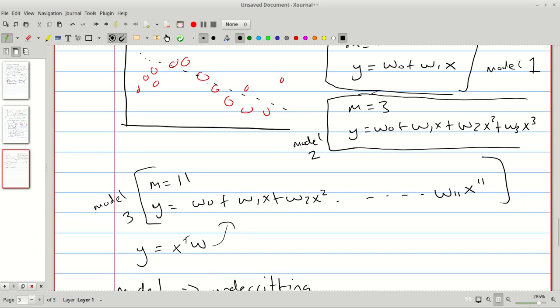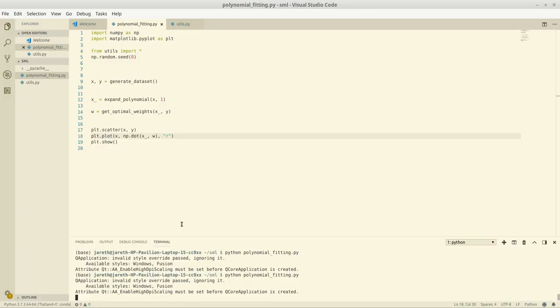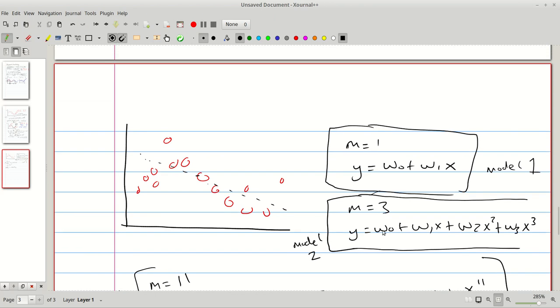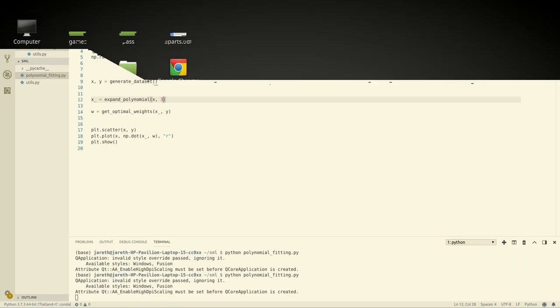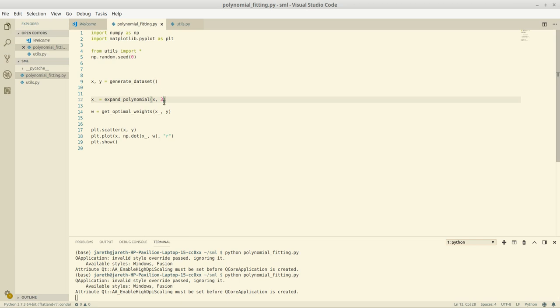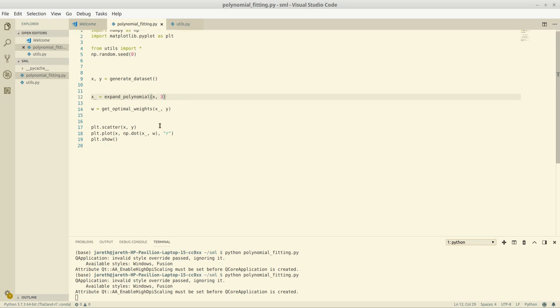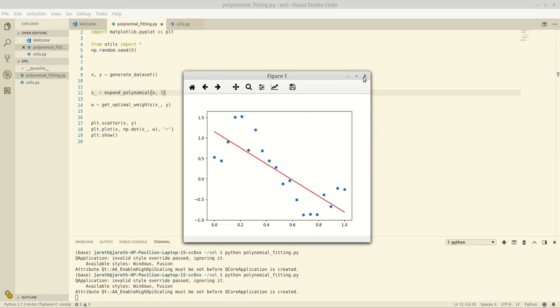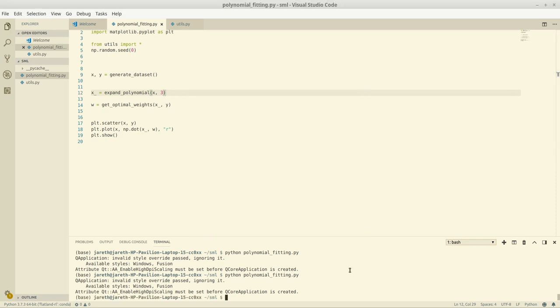Again, we're going back to our little example here, and we're going to expand polynomial to 3, right? Because that's what we discussed as model 2: W0, W1, W2 up to W3. So we just change this expand polynomial to 3. Nothing else changes. So I'm going to close this and let's run this again.